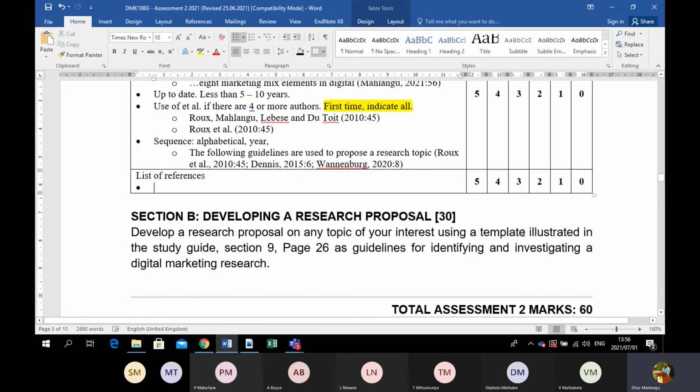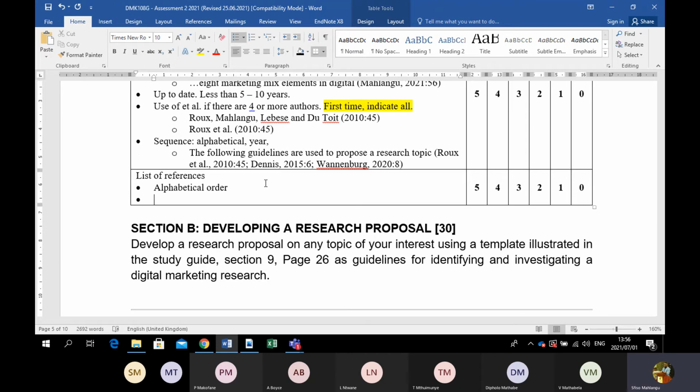In the list of references, in the TUT style, there's a couple of things that we know as well that we can share here. For example, they must be in alphabetical order. We know that surnames of authors must be written in upper case.